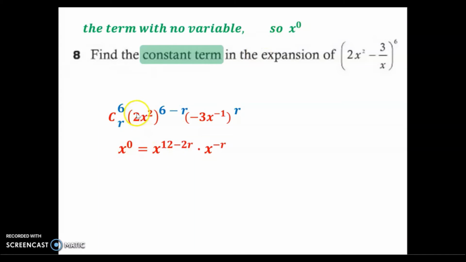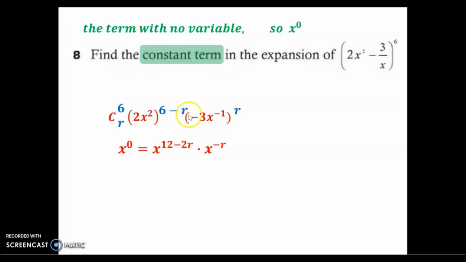So we're looking for when all the parts in here that are the variable x have to become x to 0. So I'm going to ignore all the numbers, so this is going to create some number, ignore that. 2 to the 6 minus r power, some number, ignore that. I only want the things with the variable. So here, x squared, and when you have an exponent here, you multiply. So 2 times 6 times that is 12 minus 2r, because you multiply the 6 and the minus r.